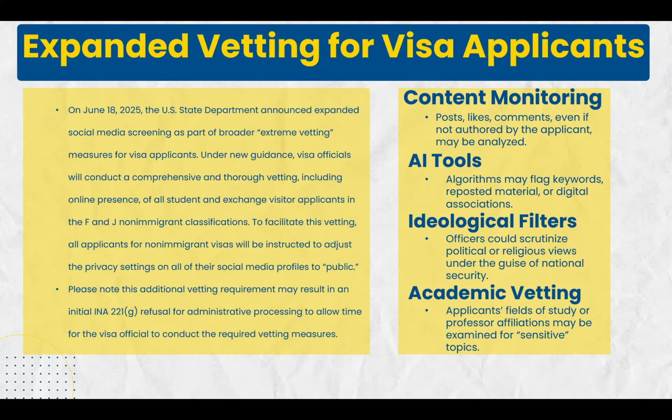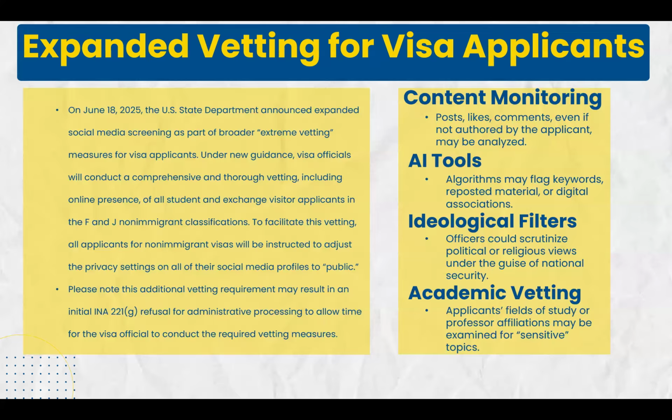So basically the way this works is that once you are attending your visa interview, you may be asked to turn your social media handles to public. And then also they may issue what's called a 221G, which is a refusal for administrative processing. And this is not a flat out denial for your visa application. This just means they need additional time to review your application and possibly to review those social media handles that you shared with them.